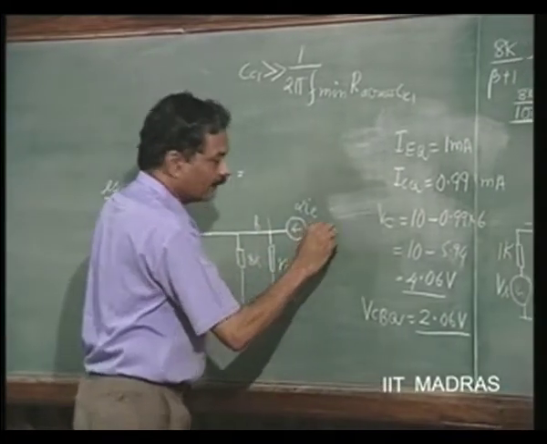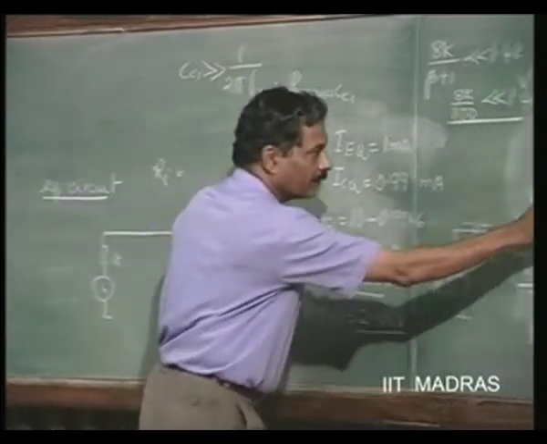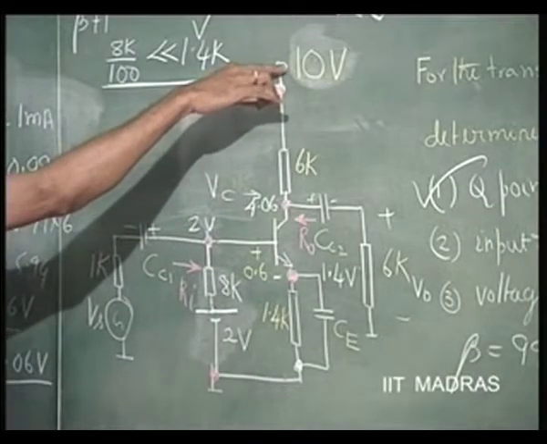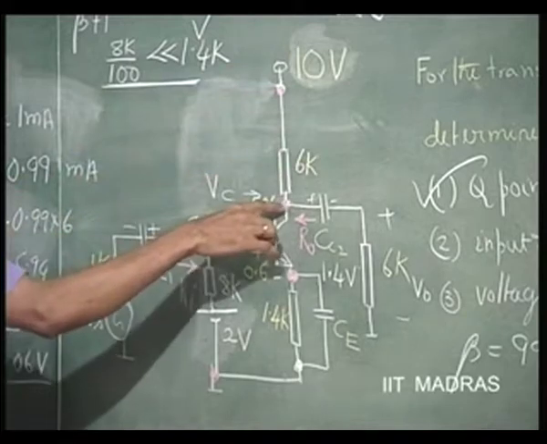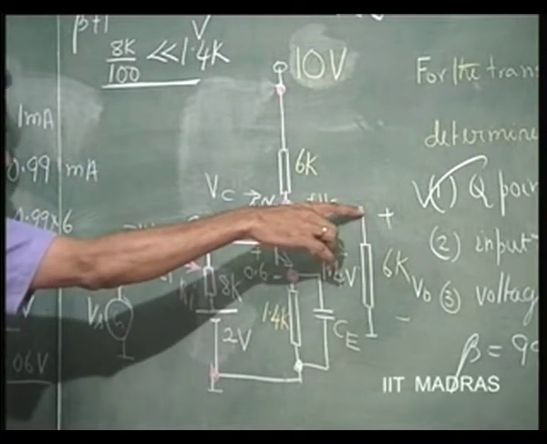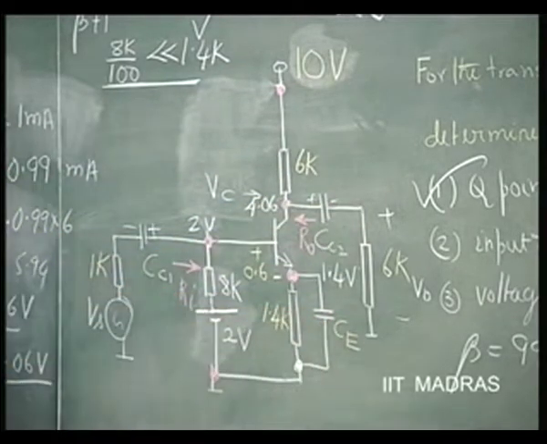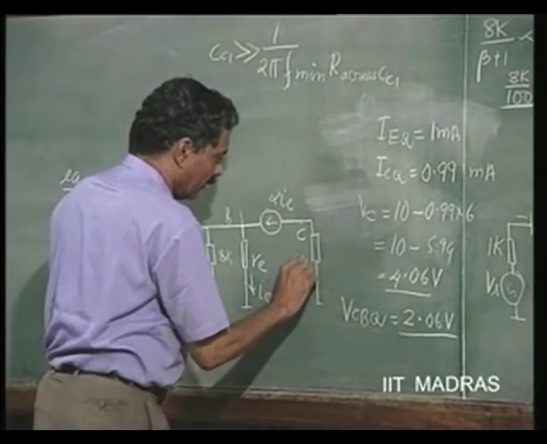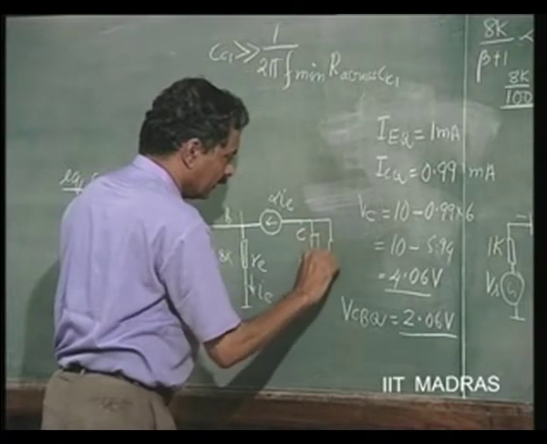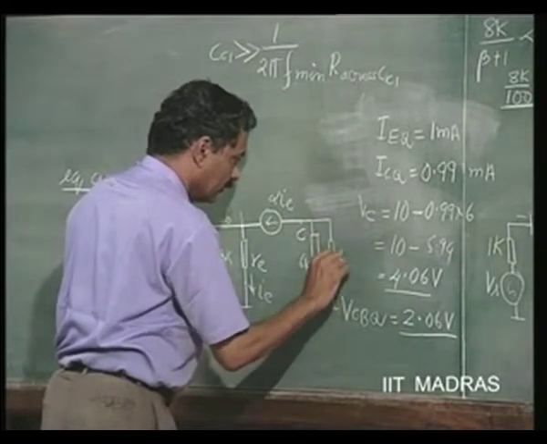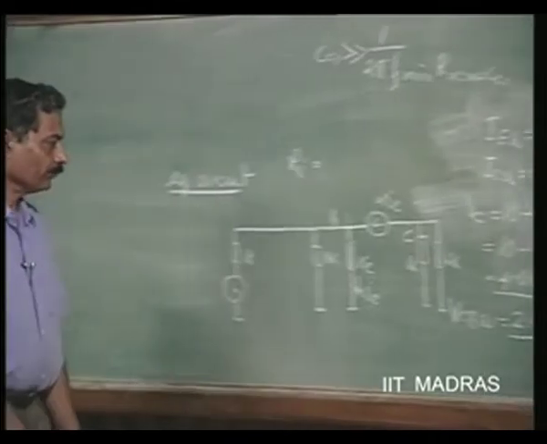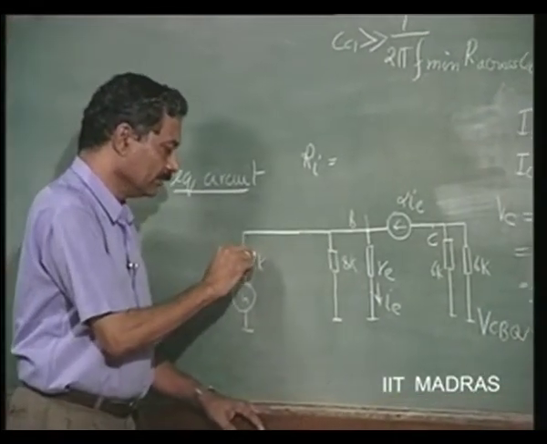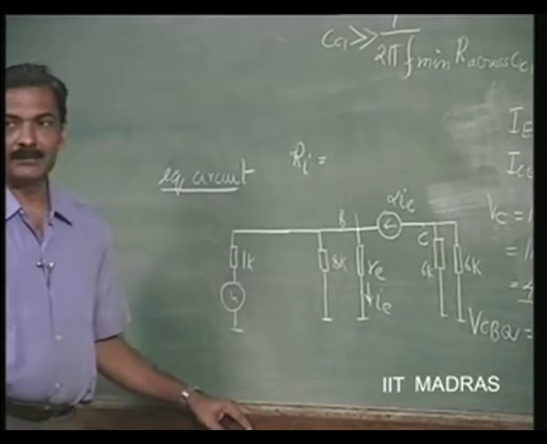So, we come to the collector point. From here we have 6K to ground, because this is a constant voltage, and from that again we have a short circuit to another 6K. So, we have 6K parallel 6K. This is supposed to be the equivalent circuit of our amplifier.